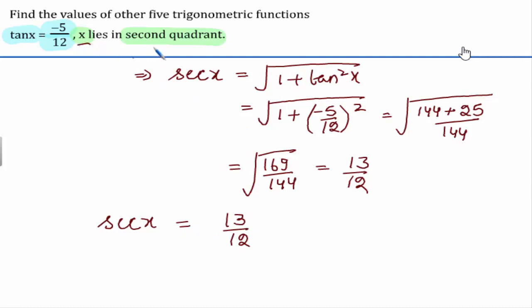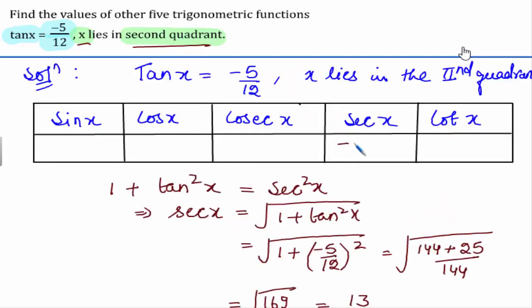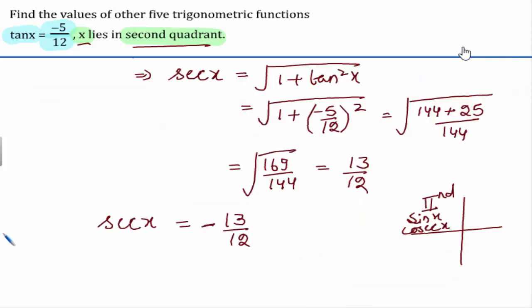Now we are given that x lies in the second quadrant, and in the second quadrant we know that only sine function and cosec functions are positive. Therefore, sec x will be negative in the second quadrant. So the value of sec x is minus 13 upon 12. Now let us find cos x. Cos x is the reciprocal of sec x. So cos x is minus 12 upon 13.